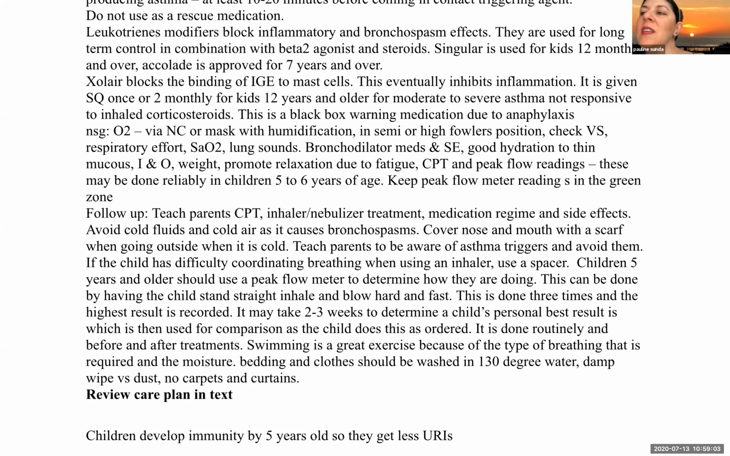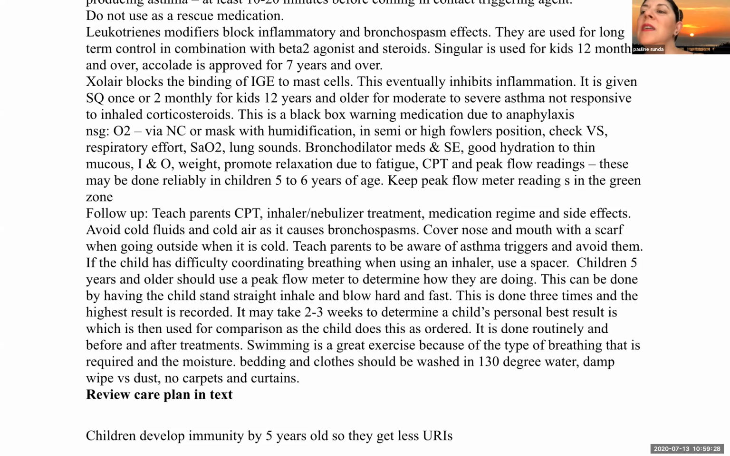Good hydration is necessary to thin the mucus. Monitor strict intake and output, weigh the child, and promote relaxation due to fatigue. Chest physiotherapy may be necessary, and then peak flow readings are done to see where the child is in terms of their asthma management. These can be done reliably in children 5 to 6 years of age. Ideally, we keep the peak flow meter reading in the green zone.